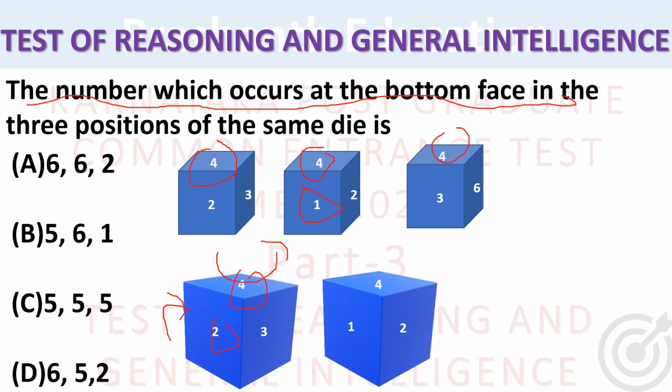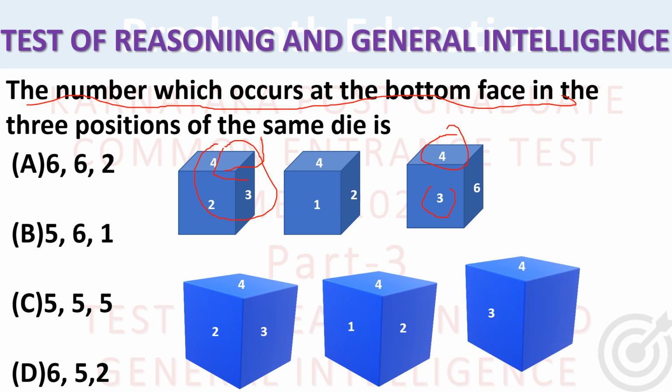Now if you look at the next figure, they are telling us 4 is here, 3 is here, and 6 will come. If you look at this figure and rotate it this way, 4 will be there, 3 will be here, so next to 3 will be 6, so 6 will appear here.